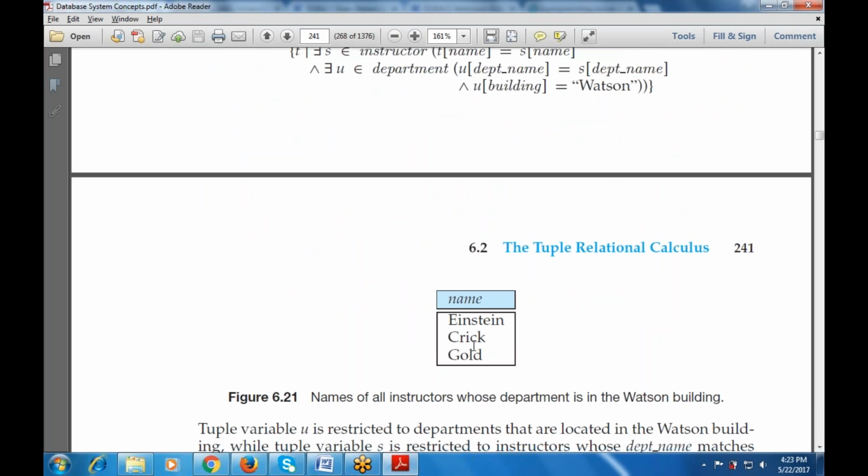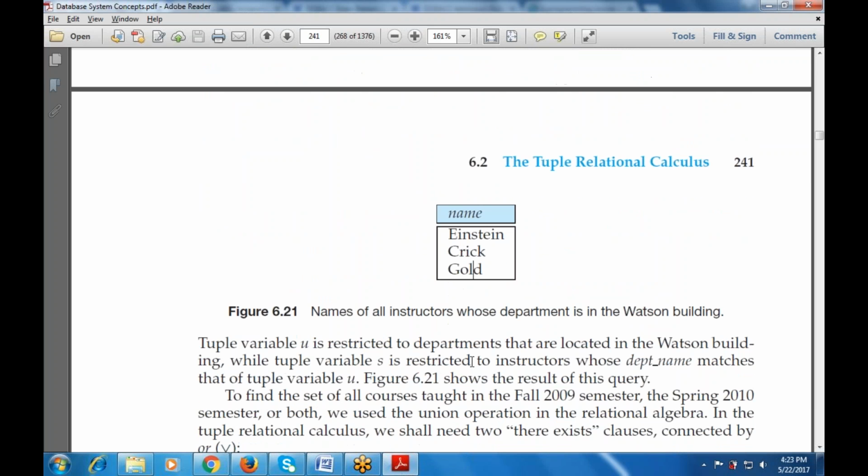This is the name, and the goal is to find the names of all the instructors whose department is in the Watson building. Tuple variable U is restricted to the departments that are located in the Watson building, while the other tuple variable is restricted to the instructors whose department name matches that of tuple variable U. This figure shows the result of this query.